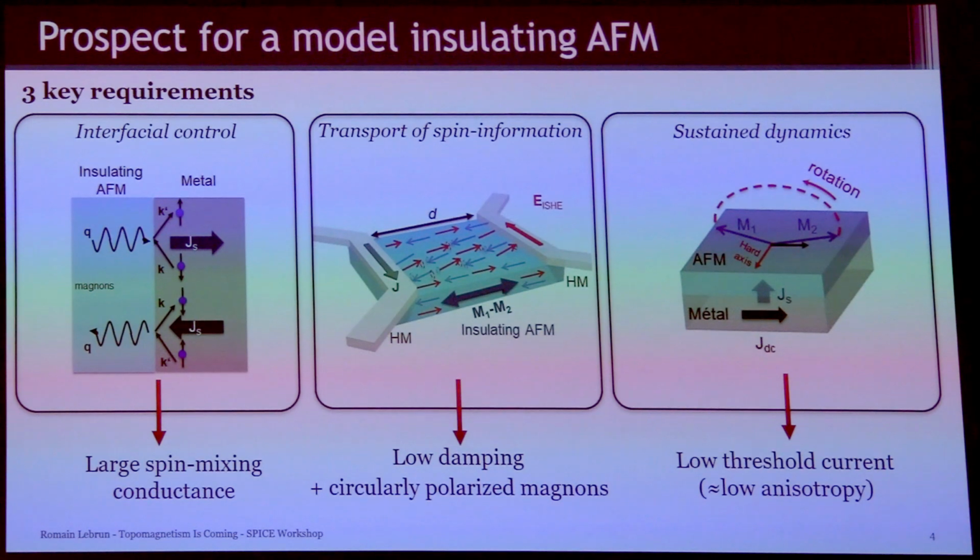And the last key requirement, if you want to trigger some sustained oscillation, is to find a system with quite a low magnetic anisotropy, so that the threshold current density you need to reach in order to have sustained oscillation is not too large. We think that maybe we found one of the systems that will fulfill those three requirements.